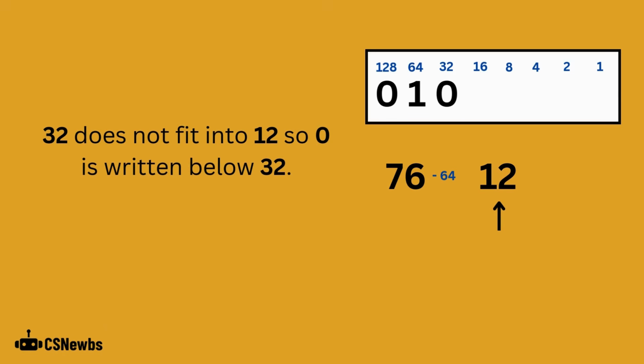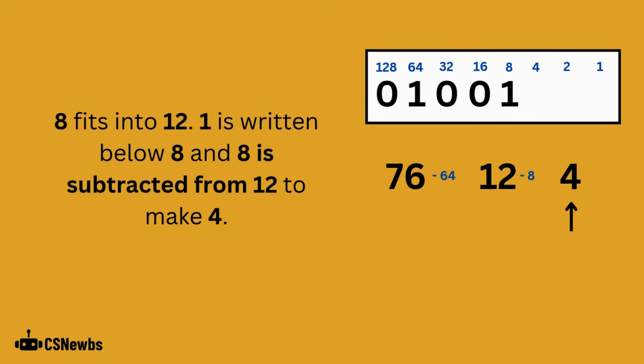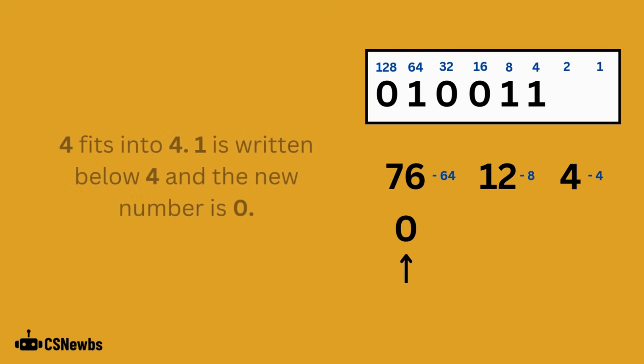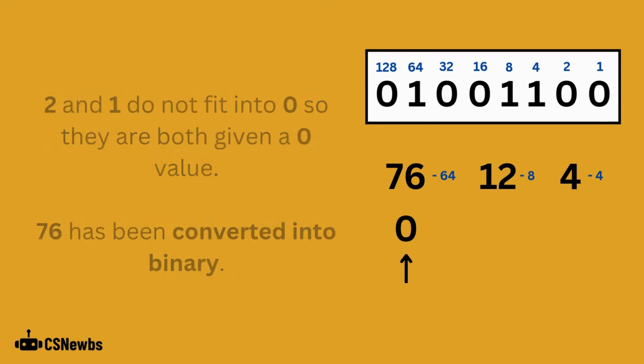32 does not fit into 12, so 0 is written below the 32 place value. 16 does not fit into 12 either, so 0 is written below the 16 place value. 8 does fit into 12, so 1 is written below the 8 place value, and 8 is subtracted from 12 to make the new denary number 4. 4 fits into 4, 1 is written below the 4 place value, and 4 is subtracted by 4 to make the new denary value 0. Both 2 and 1 do not fit into 0, so a 0 is written beneath the 2 and 1 place values. 76 has now been converted into binary.